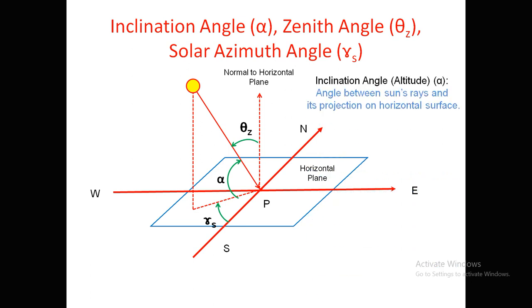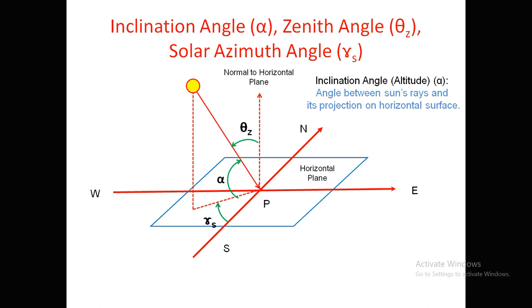Inclination angle, this is called altitude, alpha. The angle between the sun's rays and its projection on the horizontal surface. Okay, this is the definition of the inclination angle.